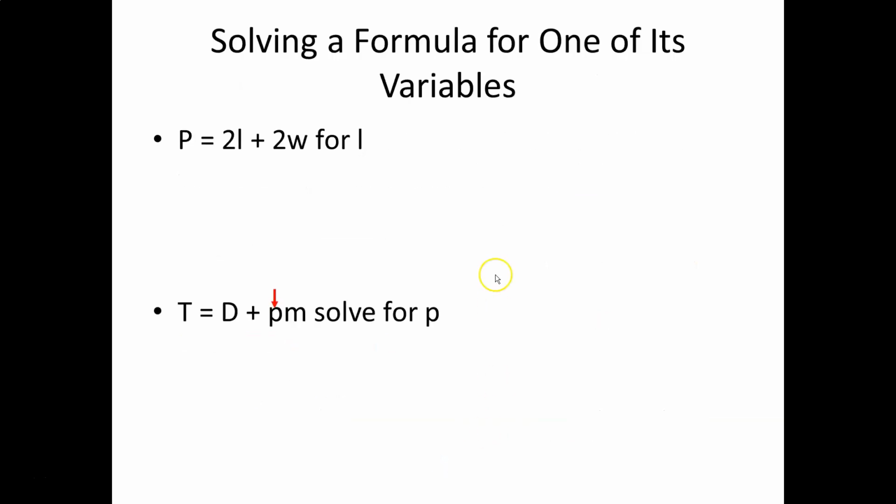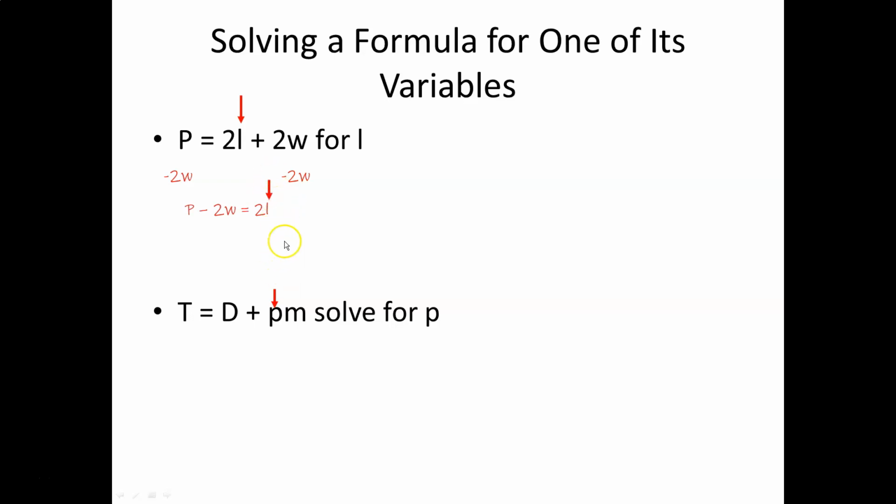All right, solving a formula for one of its variables. The first thing you want to do is look for what variable we're solving for. We're solving for L. So we're going to pretend like everything else is numbers. So what would we do if this were the only variable in there? Well, we would get rid of this bit over here. This is adding, so we'll subtract. We're left with P minus 2W equals 2L.